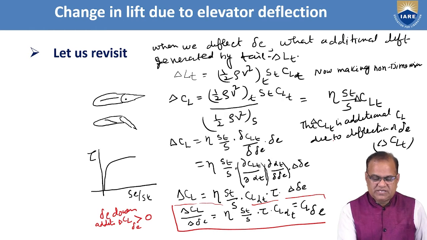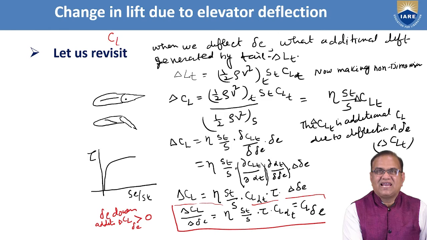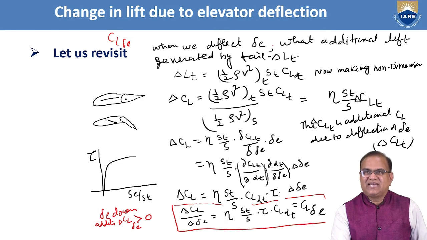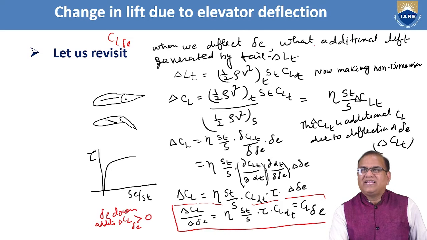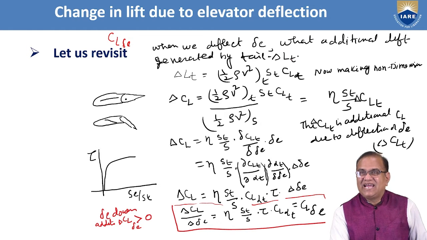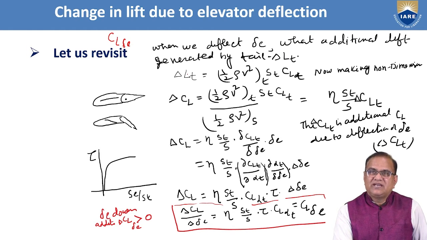So this is called CL delta E, and when we deflect delta E, the additional lift generated by the tail, you can say it is delta LT. How much additional lift is generated once you deflect here? This is the delta E. So if you deflect, then you will get some delta LT.